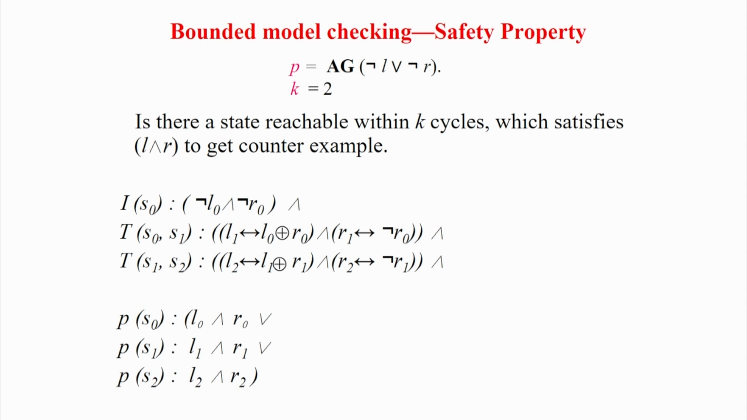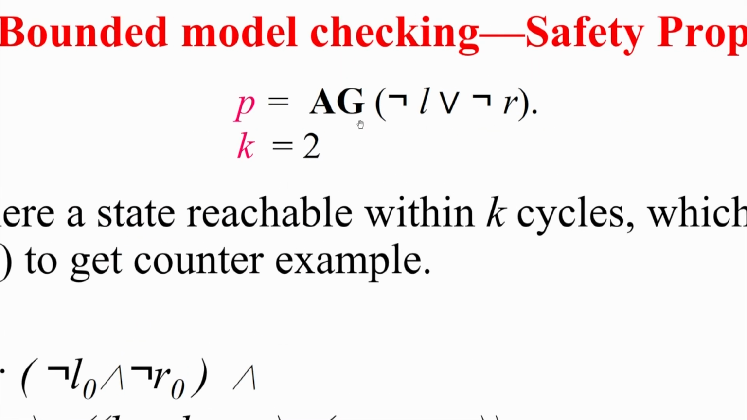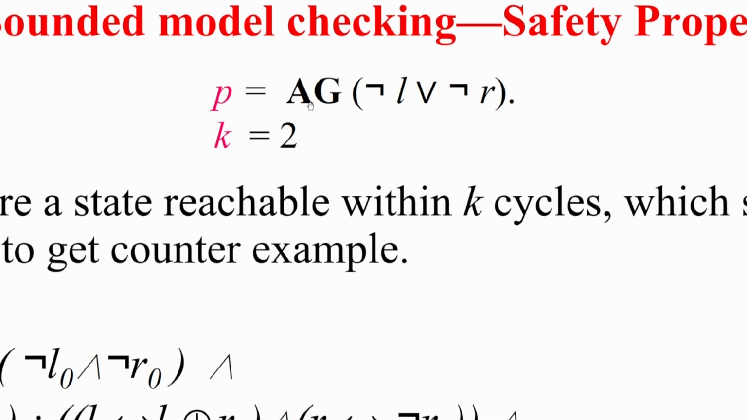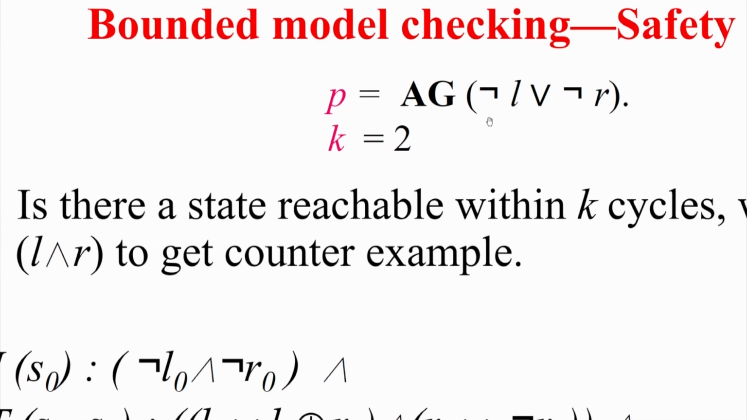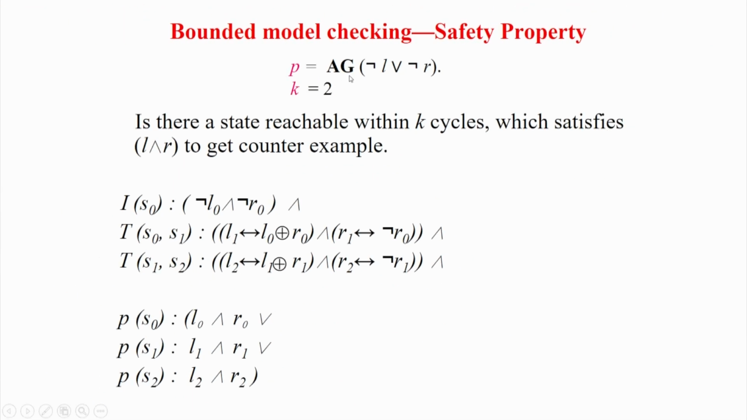Now, importantly, we are going to see how we model a property using bounded model checking and how we are going to do it. That is very important, so we have to pay a lot of attention. We have something called all paths globally, some formula. What is the formula saying? The formula is saying that not of L and not of R should be true globally. That is, in all paths globally, either not L or not R. That means in no state can you have state 1 1.